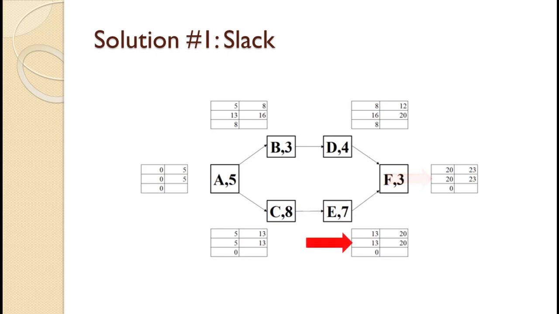13 minus 13 equals 0, and 20 minus 20 equals 0. 5 minus 5 equals 0, and 13 minus 13 equals 0. Notice the path A, C, E, F. Every activity on this path has 0 slack. There will always be at least one path through the project where each activity has 0 slack. This is called the critical path. Paying close attention to the critical path is the key to project management. This topic is covered in detail in any project management course.